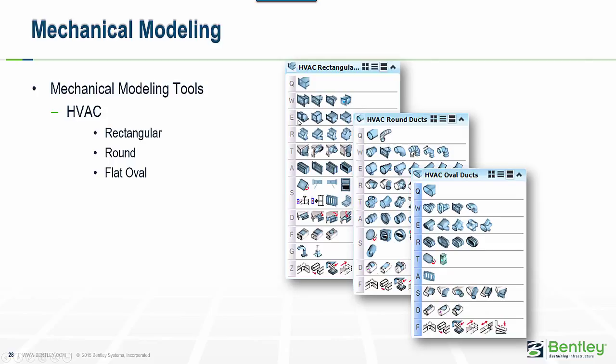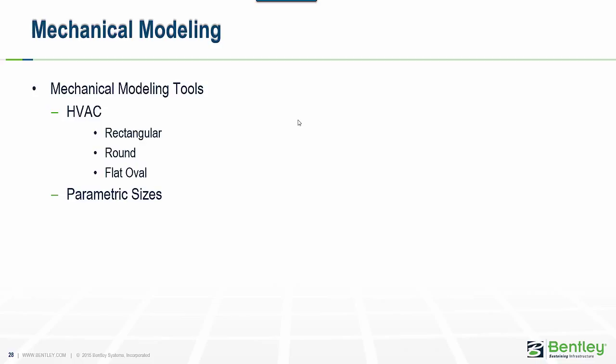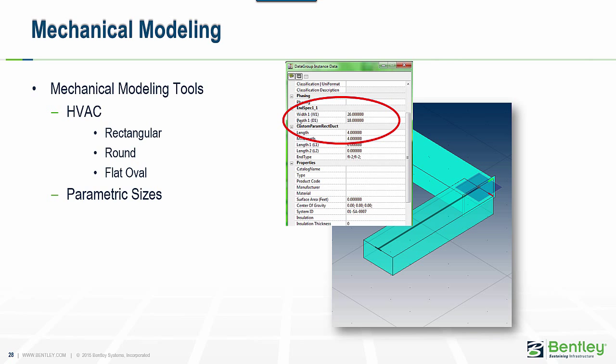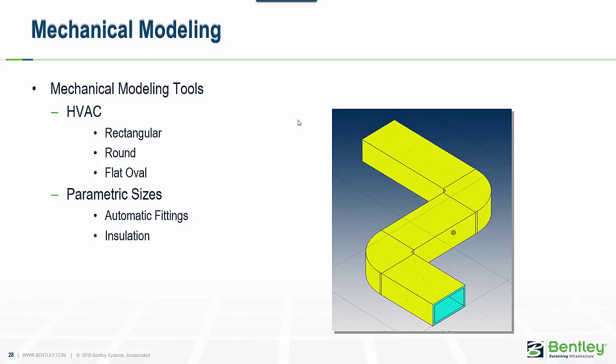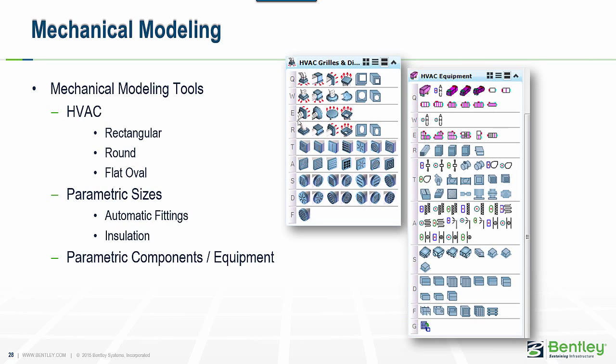And in the mechanical tools, we have HVAC tools for placing rectangular, round, or oval duct. You can even model your ductwork in a single line mode and then convert that into a 3D model. The sizing of the ducts is completely parametric, and the fittings are automatically inserted whenever there is a change in the direction of the ductwork. You can even model the insulation on the ductwork if there is a requirement.